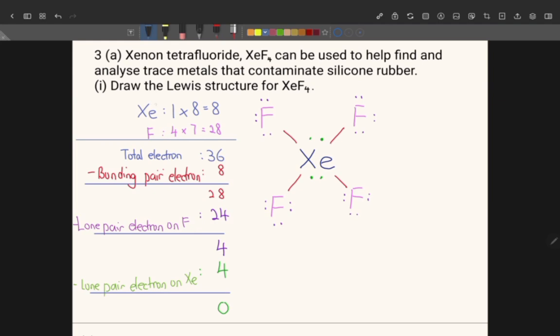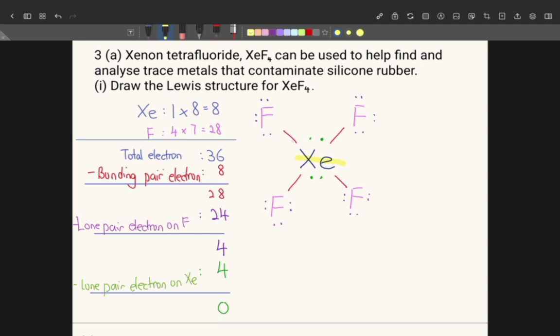For Xe, 1 Xe times 8 valence electrons equals 8. We have 4 fluorine, so 4 times 7 valence electrons equals 28. So the total number of electrons is 36. First, Xe will become our central atom because the number of Xe is less than F. We have 4 fluorine, but we just have 1 xenon. So Xe will become our central atom.